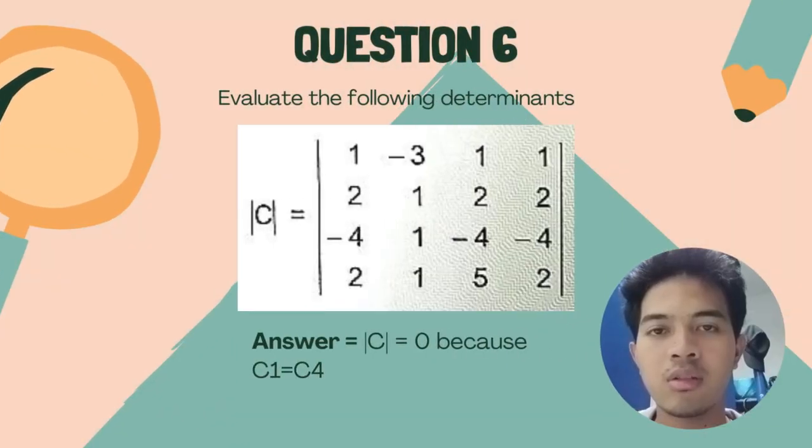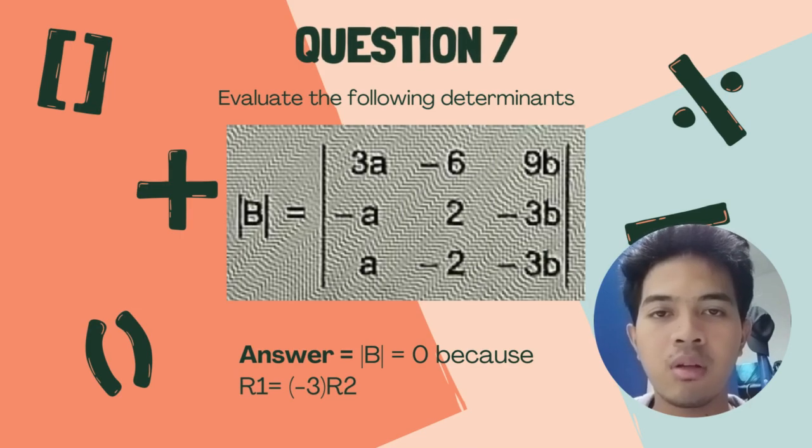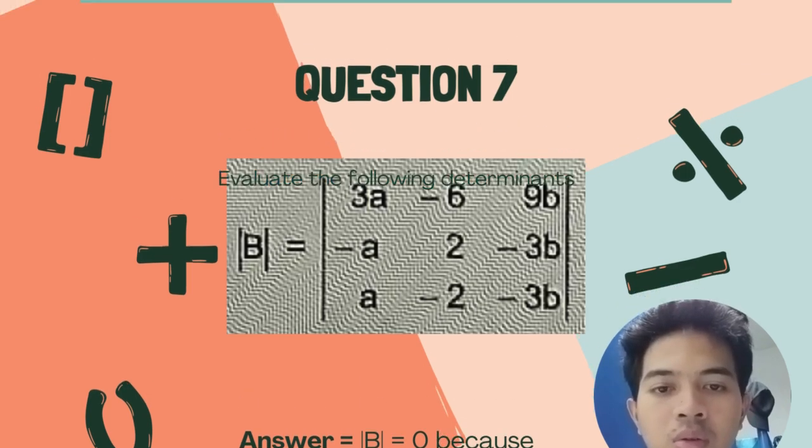The next question, we can follow theorem 5 number 2. In matrix C, there's a same column, which is column 1 and column 4. By looking at this, we can confirm that matrix C has determinant equal to 0. Lastly, for question 7, matrix B, there's no exact same row or column, but by multiplying row 2 by negative 3, it is equal to row 1. So it's basically the same row. So matrix B has determinant equal to 0.